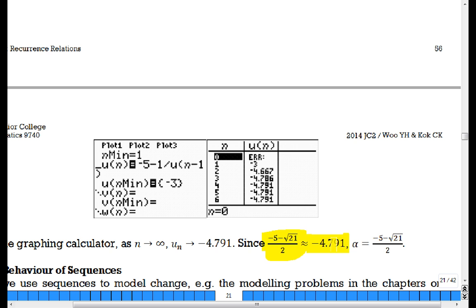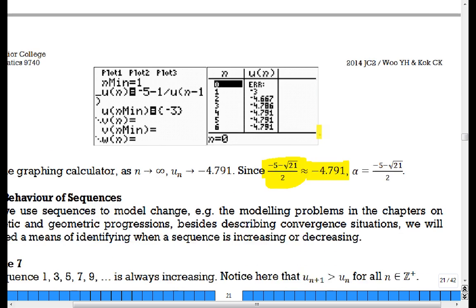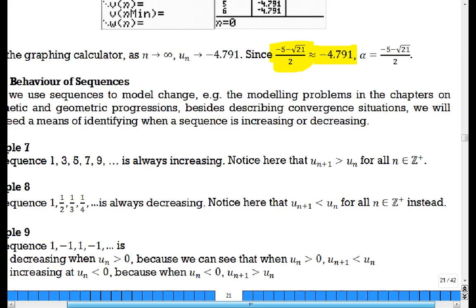Okay. Let's go on to behavior of sequences.